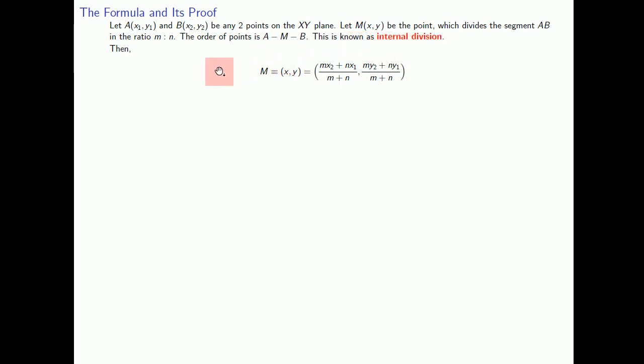And according to the section formula, the coordinates of M are given by (mx2 + nx1) upon (m + n). This is the x coordinate. And the y coordinate is given by (my2 + ny1) upon (m + n). Now let's see how to prove this formula.